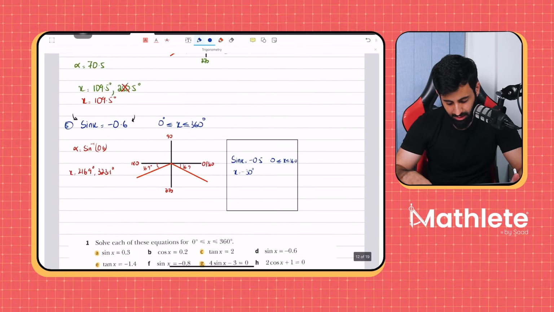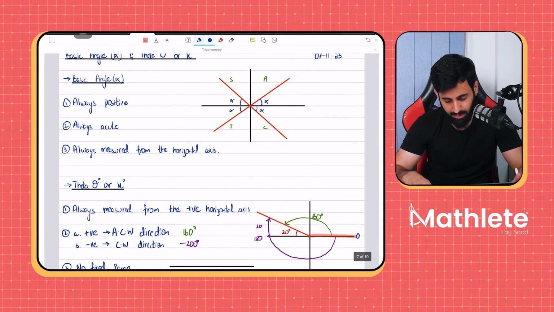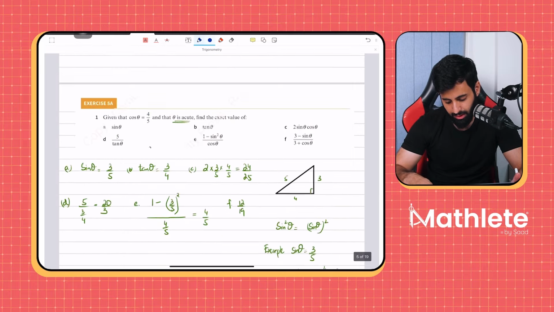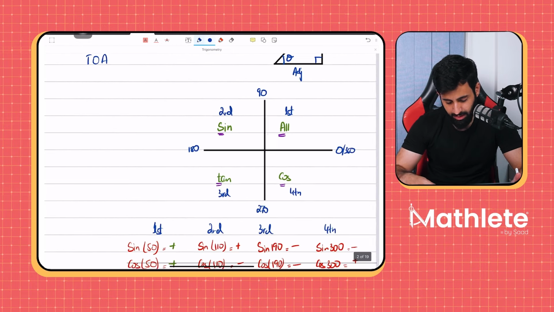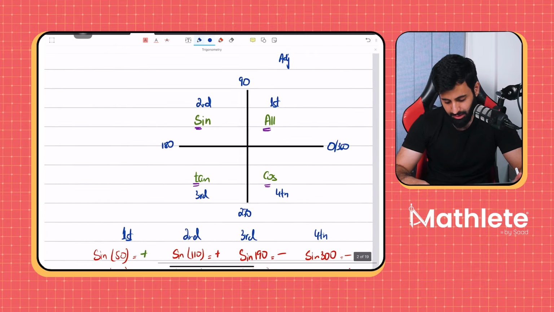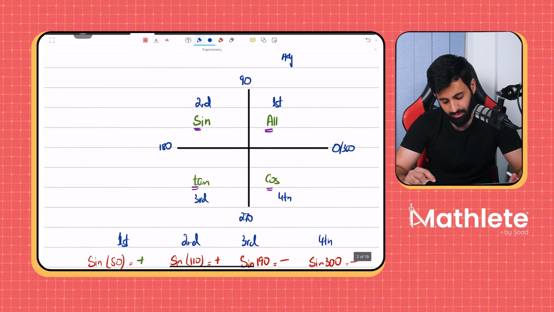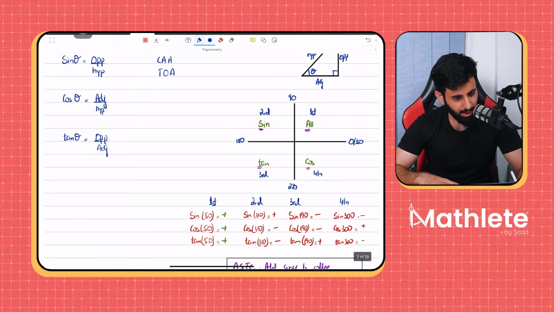Now let's circle back to the 4 quadrants and make more sense of what we did earlier. If you remember, we said that there are 4 quadrants. In the first quadrant, all trigonometric functions are positive. In the second, sine is positive. In the third, tan is positive. And in the fourth, cos is positive. So now we can make more sense of this.